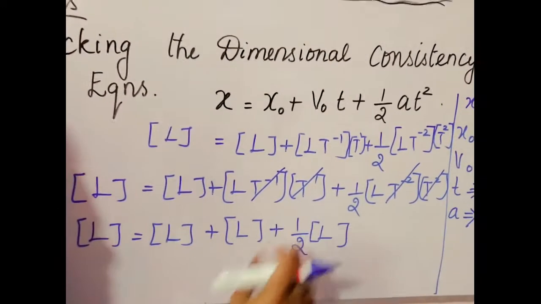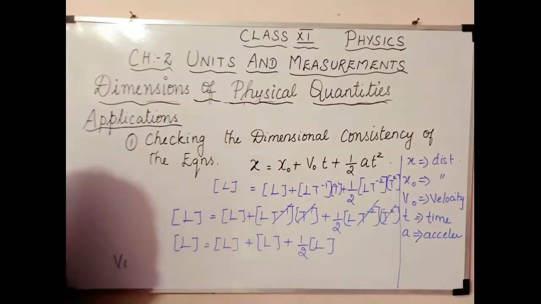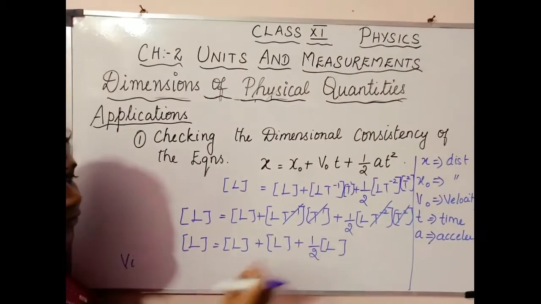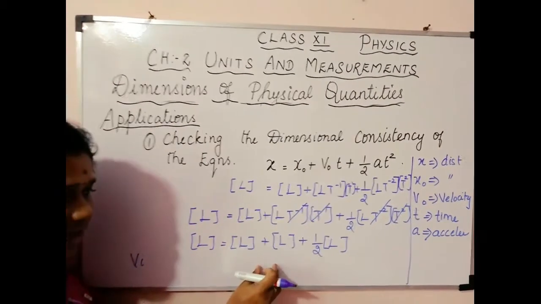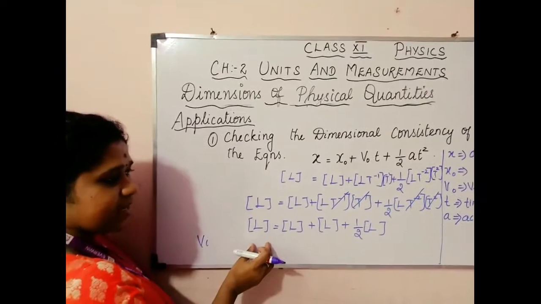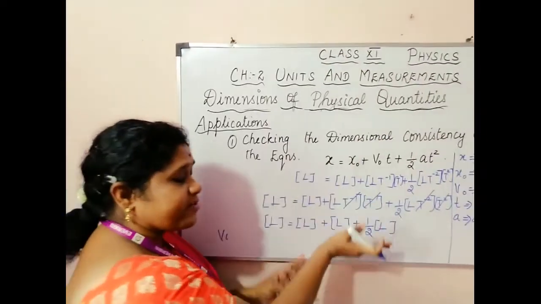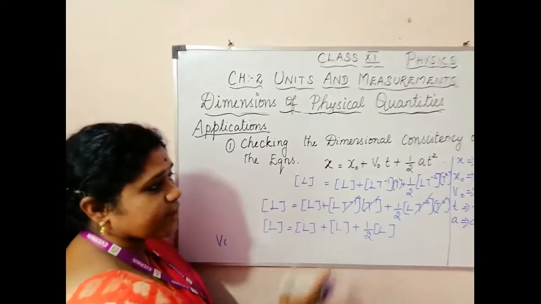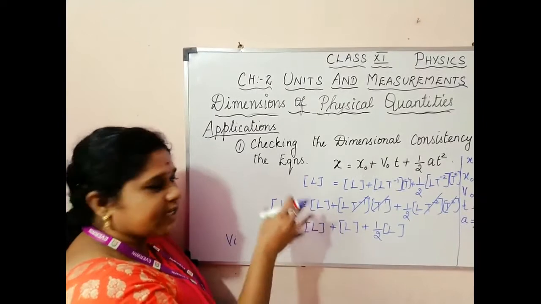And a constant is a different category, you can leave it off. If you take this L as 3L, then 3 is a constant. Again here L you are getting, here L. So the left hand side gives the same dimensional formula, and the right hand side also gives the same dimensional formula. So this equation is dimensionally correct.